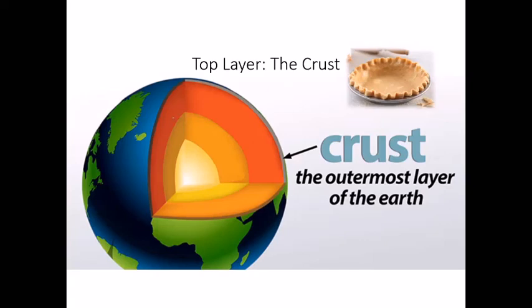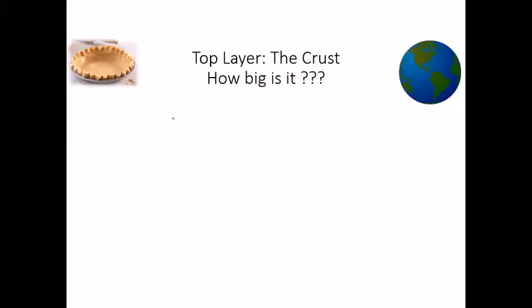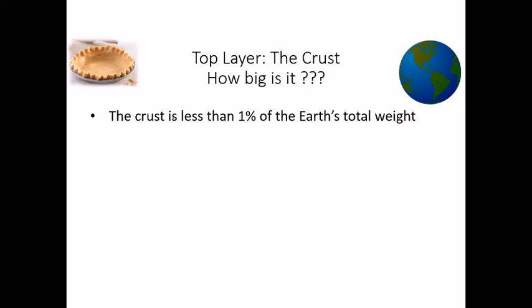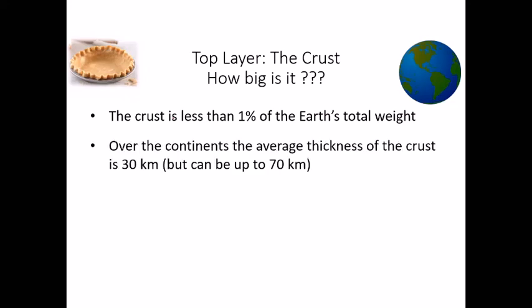Okay, we're going to take a little stroll through the Earth and look at each of these layers in more detail. So the first layer is, as you know, the crust. The crust is the outermost layer of Earth, and it's not very big. It's only 1% of Earth's total mass. It's not even 1%, it's actually 0.6%.